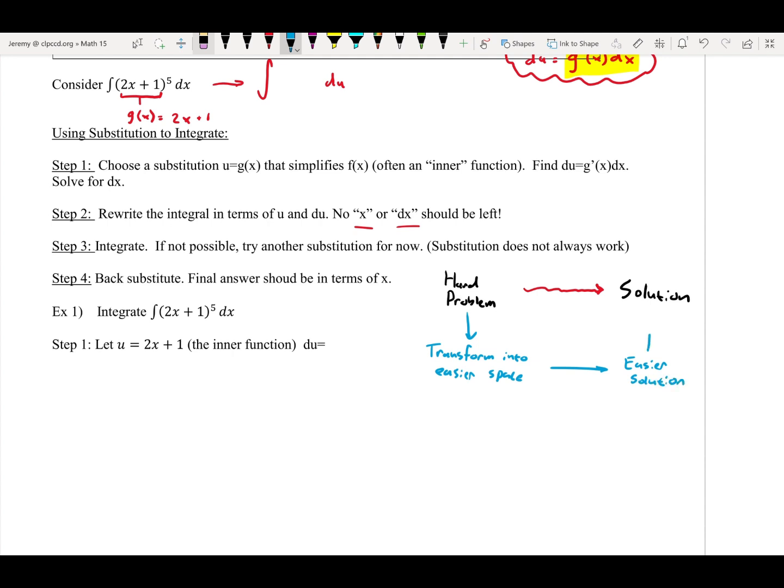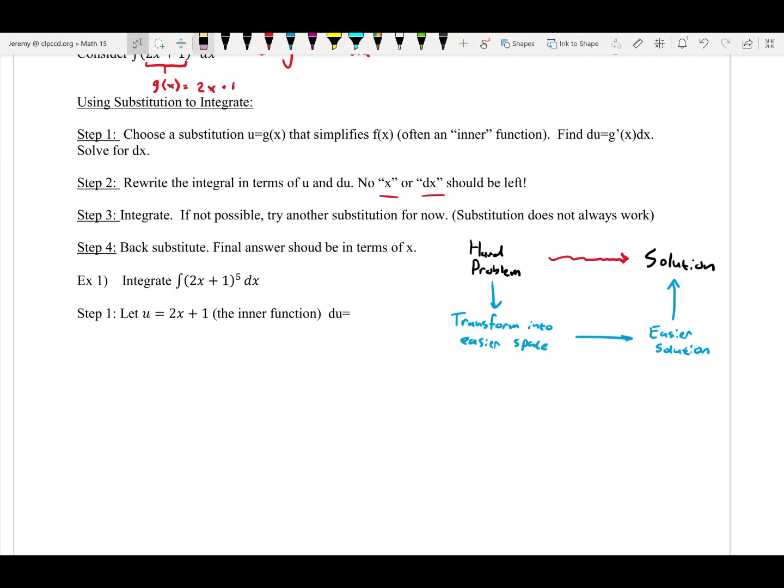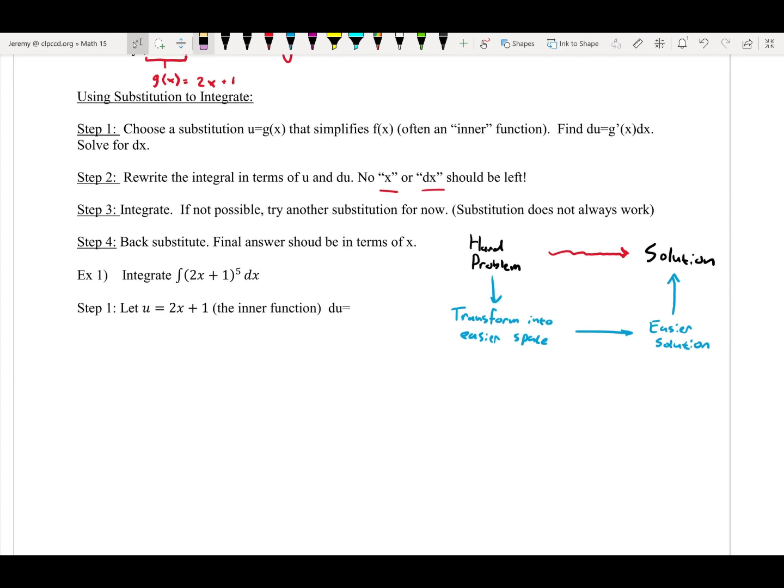Which we then transform back into the original space. So transforming into u, solving the problem in terms of u, and then translating our answer back in terms of x. Okay, so back to this integral of (2x + 1) to the fifth. Let's see how we would apply these steps to evaluate this integral.